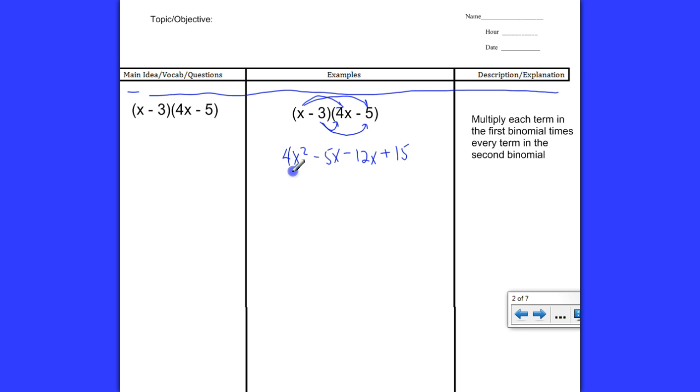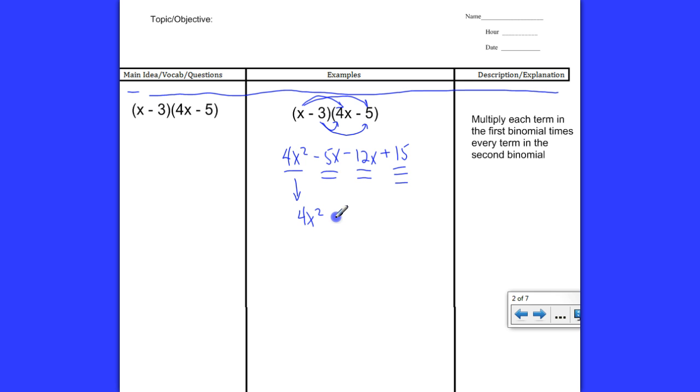Look for those like terms. Well, this one does not have a like term, but these two are alike, and the 15 does not have a like term. So we're going to add negative 5x plus negative 12x. And we're just going to keep the 4x squared.